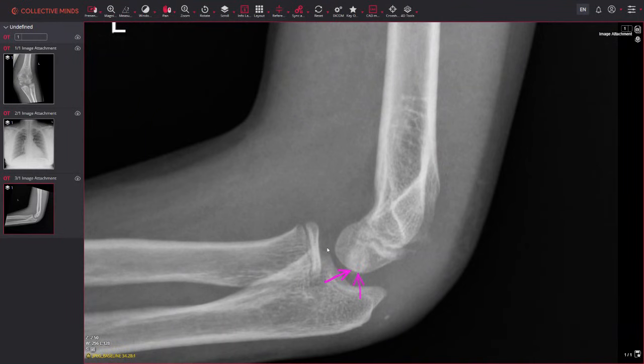This is the avulsed medial epicondyle here, projected behind the capitellum. This one here, this large circular bone structure, is the capitellum here.